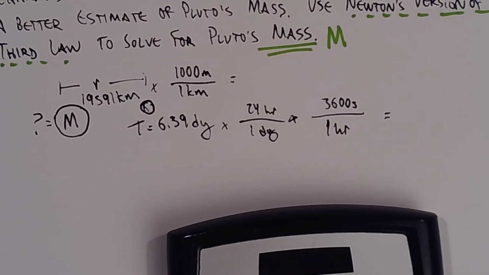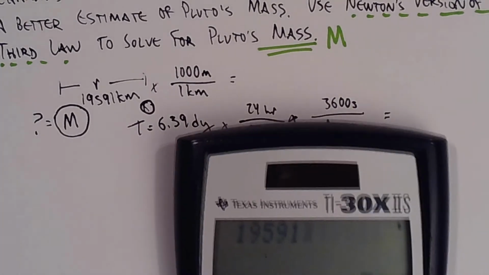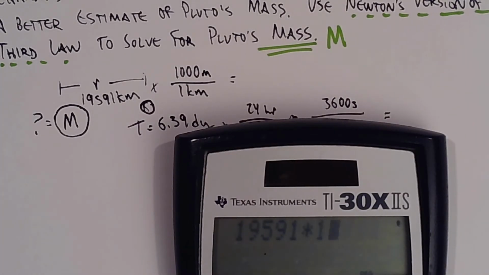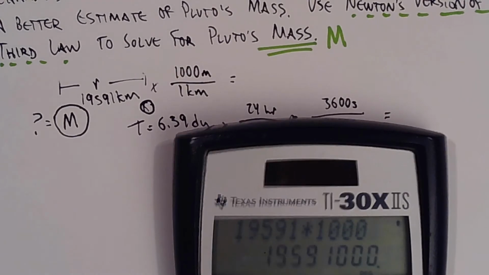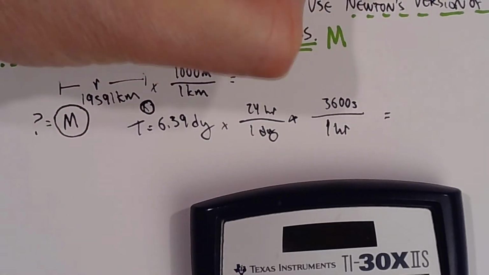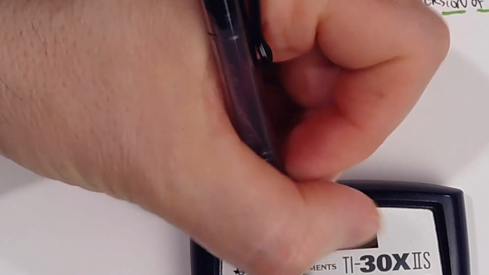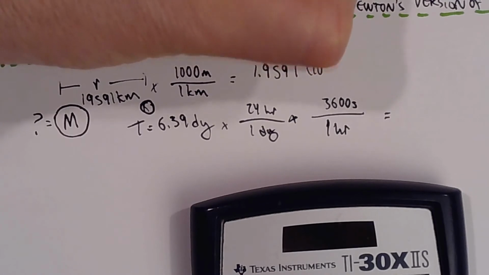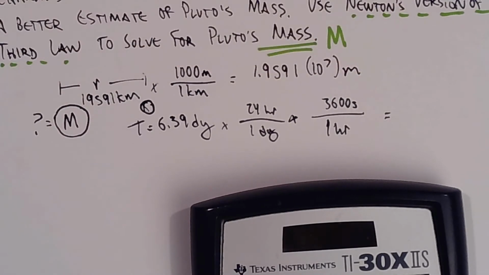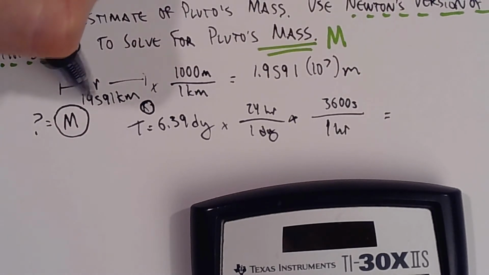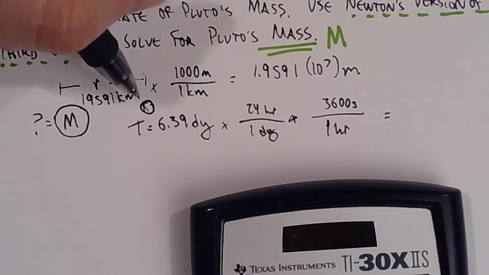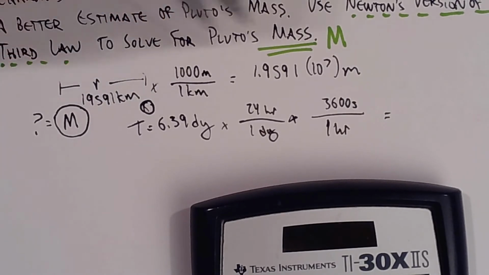So 19591 times 1,000. Still going to be 1.9591, but it's going to be, what, 2, 4, 6, 7, 10 to the 7th meters. This would have been, if we wrote it in scientific notation to start, this would have been 10 to the 4th. So you add 3 to it to get 10 to the 7th.